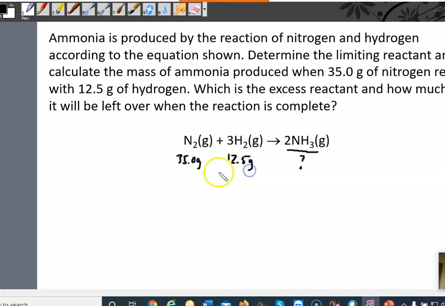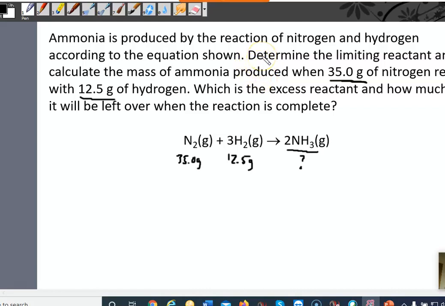Now, quick question. Can you tell which one is the limiting reagent by the masses that are given of each of them? If I'm only using 12.5 grams, doesn't that imply that maybe hydrogen is my limiting reagent? I'll tell you the answer is no. You can't assume that, because it's the number of moles that we're looking at. Plus, notice we need 3 times the amount of hydrogen in order to react with a mole of nitrogen. So these have to be converted to moles before we can assume what our limiting reagent is.